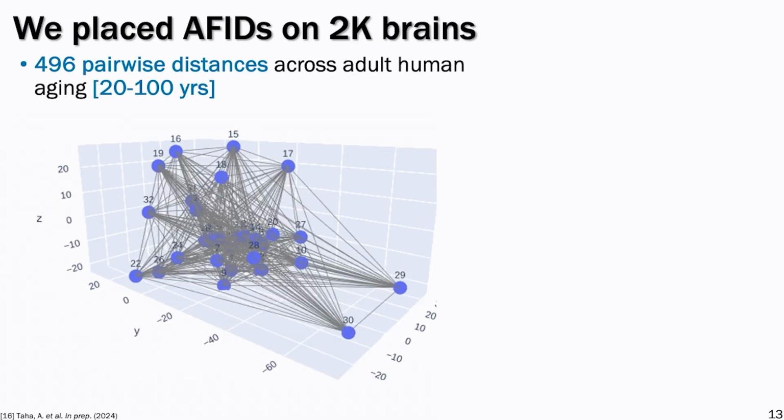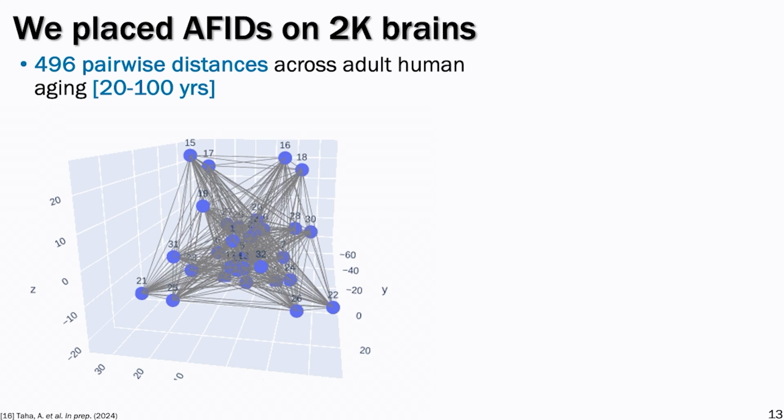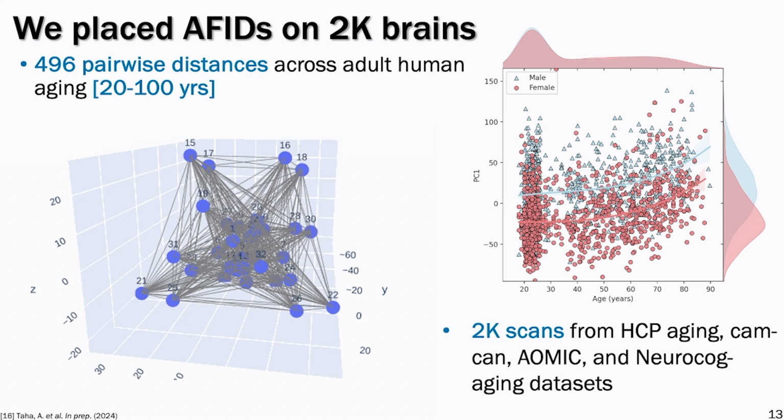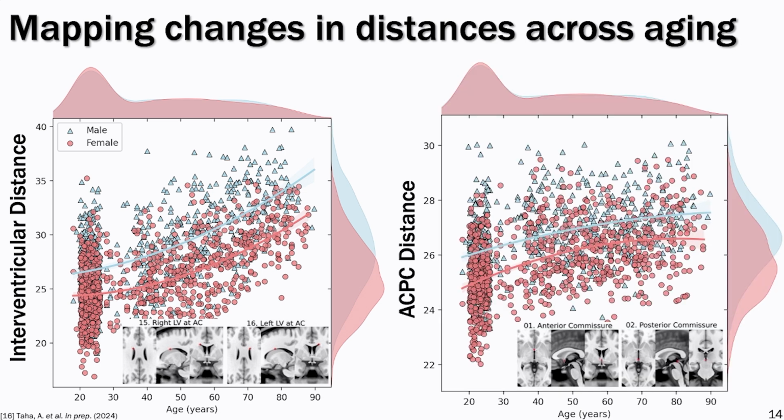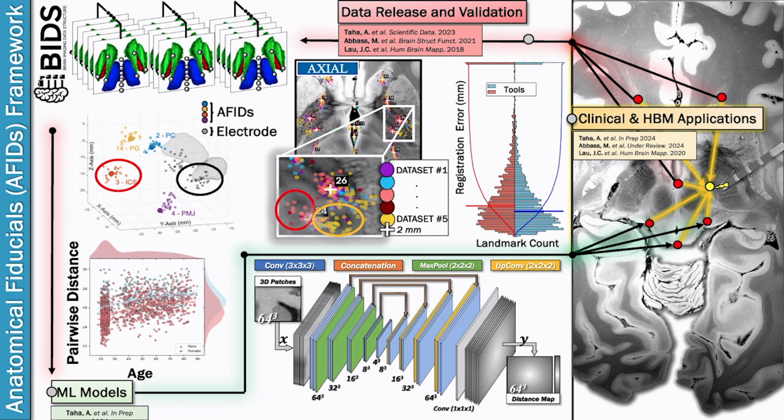The last and final application I want to briefly highlight today is thinking about these landmarks or coordinates as a sort of fingerprint for the brain. If you trace the pairwise distances across all the 32 coordinates, you get a 496 distance vector that we can analyze in different ways. We applied our auto-aphids on an amalgamation of 2,000 scans from open data sets. What we can start doing is thinking about changes across aging, with regard to important metrics like interventricular distance, or even clinically relevant metrics like the anterior and posterior commissure distance that we show here. So with that, I want to thank you all for listening, and I'm happy to take any questions or discussions.